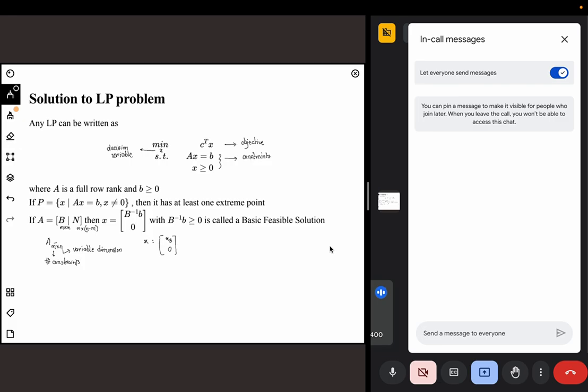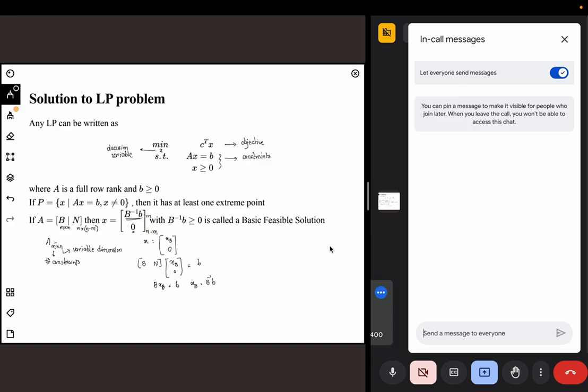B inverse b should do. So this is A times x equal to b. So we have B times xB, the set of basic solutions, equal to b. So xB will be B inverse b. So this will be of dimension m, and this will be of dimension n minus m. So there should be m components that are given by this equation, and the remaining n minus m are 0.